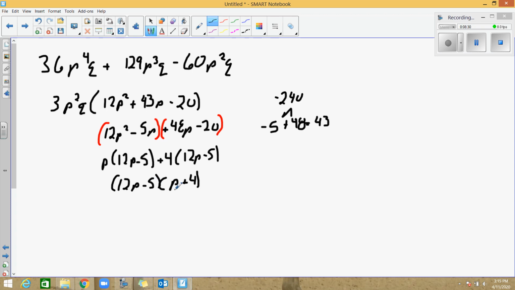Now remember, this isn't my answer. This is part of it. These are two factors of my answer, but the greatest common factor is actually part of my answer as well. So this guy has to come down here, p squared q. And now that is my answer. When I multiply all that back, I get this guy.